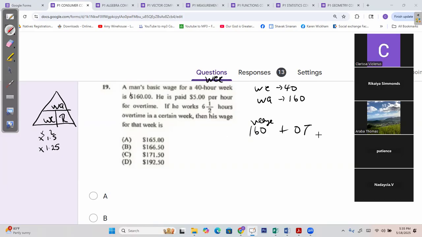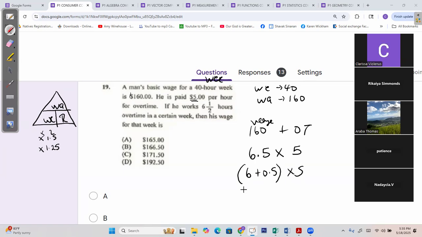Overtime. How do we calculate the overtime? We know how much money he's getting per hour for overtime, 5, and he works 6.5. What's a different way of saying 6.5? Now, let me show you a quick way to multiply this, the same way like I taught you. How do we break down 6.5? 6 plus 0.5 times 5.